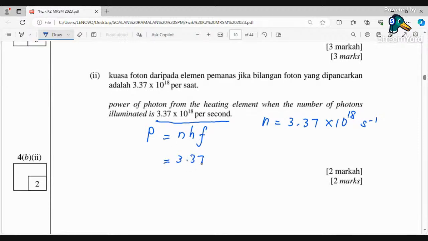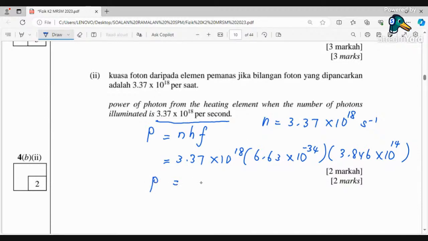Okay, substitute frequency. Okay, so you will get power equals to W, capital W. W besar. Okay, so ini ialah power of photon. Ya, power of photon.